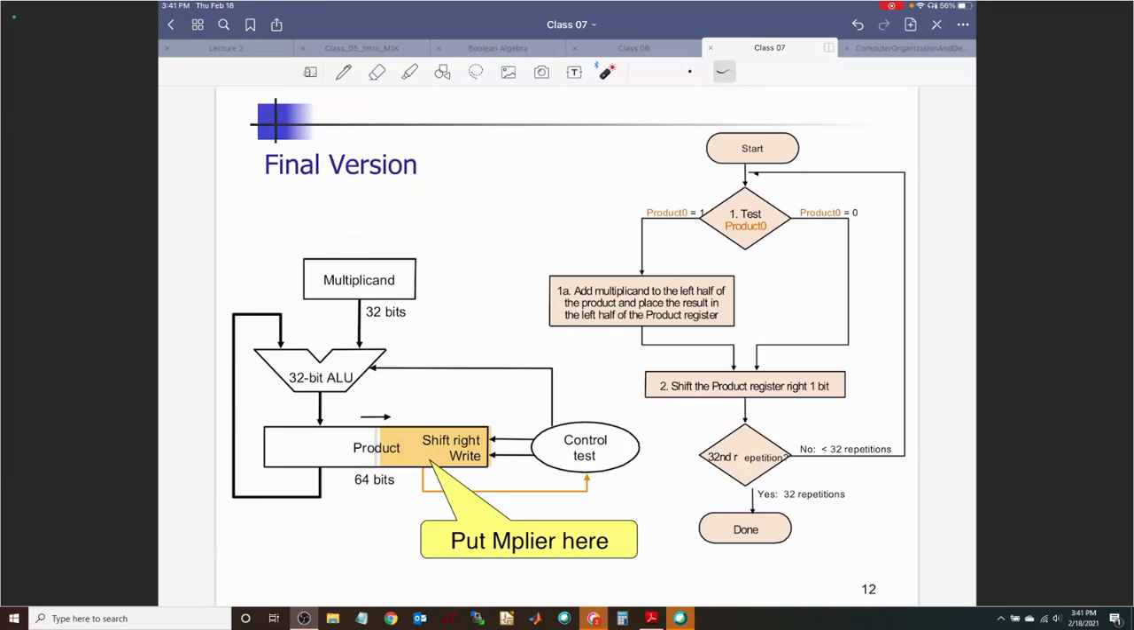So it's similar to the second version, except for one difference, which is we are saving the 32-bit multiplier register and making that a part of the product register itself. Earlier in the second version, we were filling it up with zeros and throwing zeros away. Now we are filling it up with the multiplier and making the decisions based off of that and throwing the bits away because we have consumed them already.